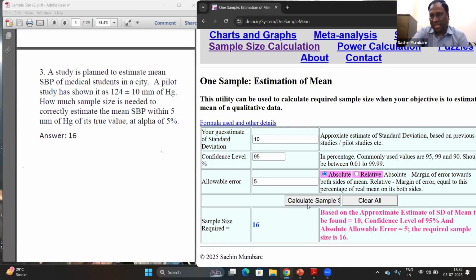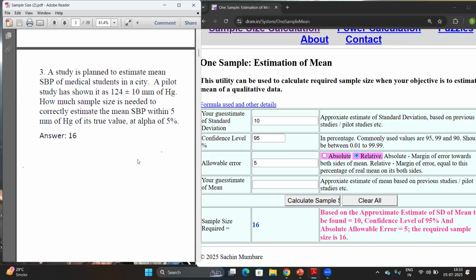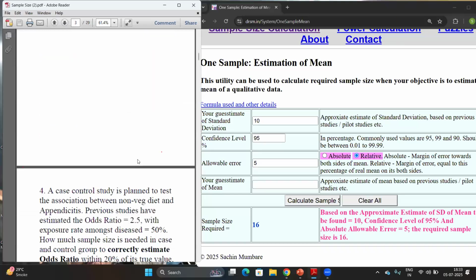Like in proportion, you can also select the relative allowable error. But if you select relative allowable error, another thing that is required by the software is your guesstimate of the mean also. Because based on that mean, the absolute allowable error will be calculated, and then the sample size will be estimated, as we have done in the previous example. Shall I move ahead? Yes, sir. Okay. Now next.